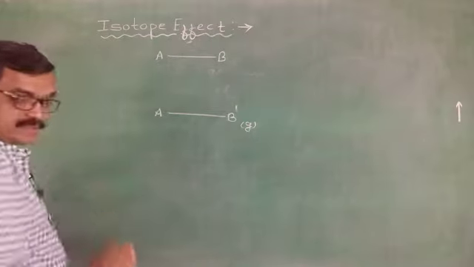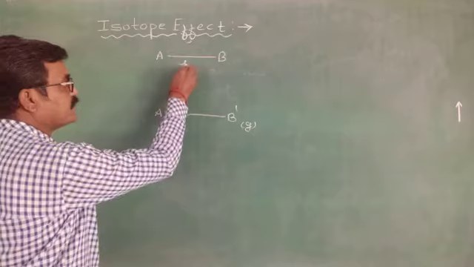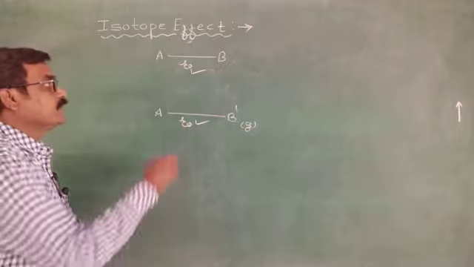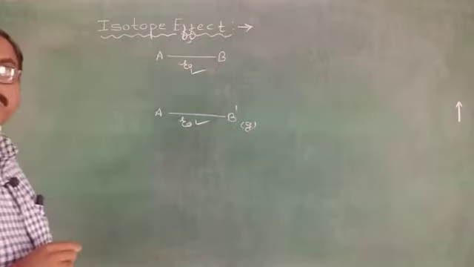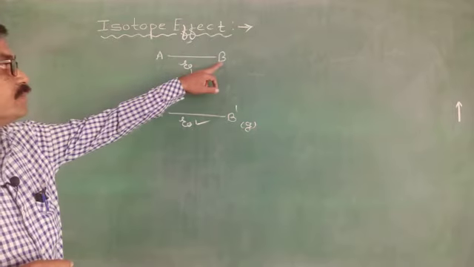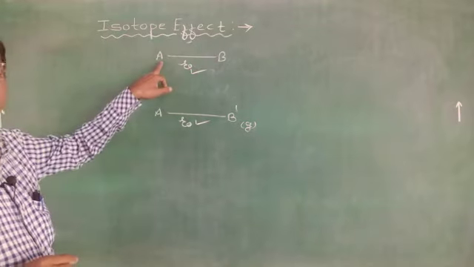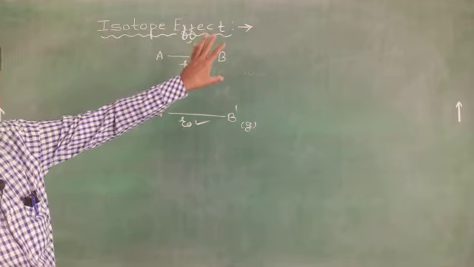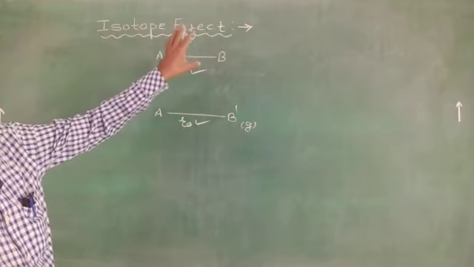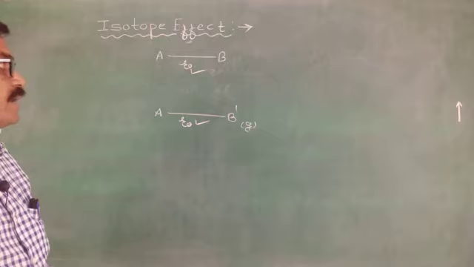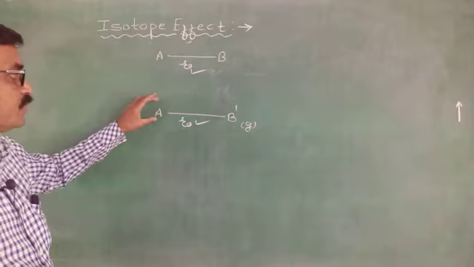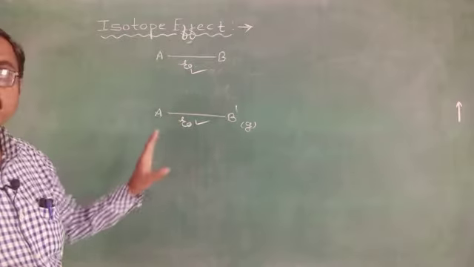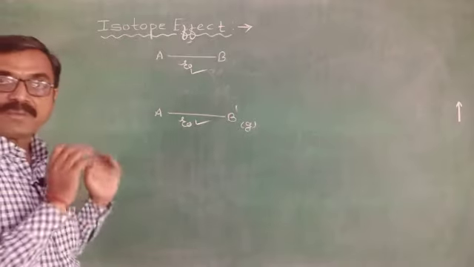Though the internuclear distance is the same in both cases, here in this molecule B and A have certain atomic masses and that's why it has a certain dipole moment. And the molecule AB dash is also different, and it also has a certain dipole moment.